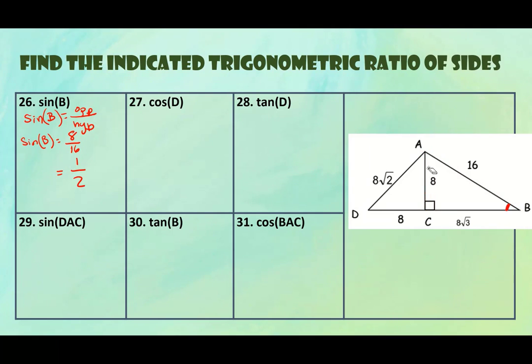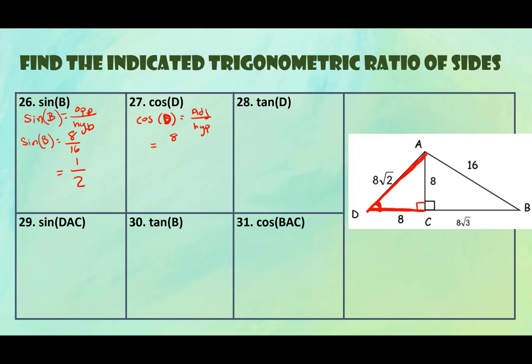Now let's do 27, which says cosine of D. First, we're going to find angle D. Remember that cosine of D is going to be the adjacent side over the hypotenuse. We're looking at this angle here, and the adjacent side is right here. The adjacent side always touches the angle that we're looking at. Then we have our right angle, and the side opposite of that is our hypotenuse, which is 8√2.